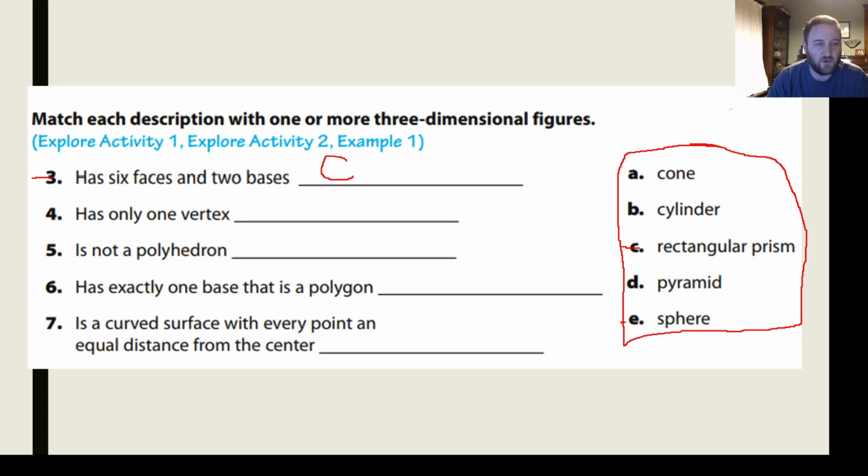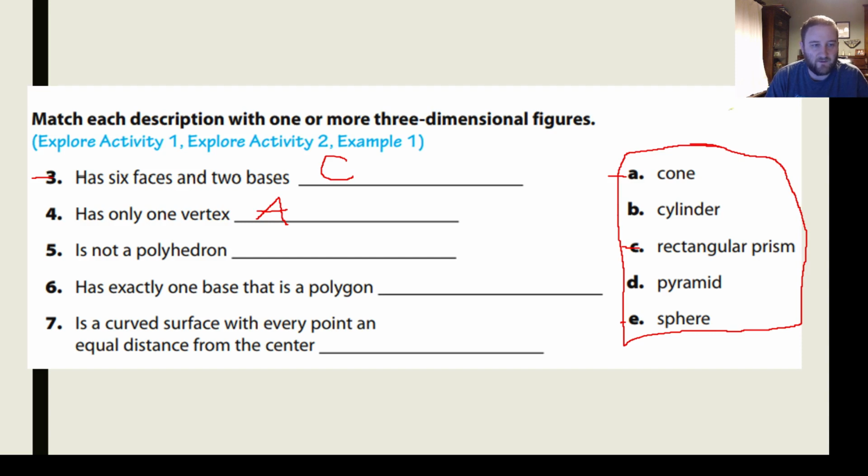Number 4 has only one vertex. So first let's look at a cone. Does a cone have only one vertex? Yes, it does. So we're going to go ahead and put A here. Does a cylinder have a vertex? No. Rectangular prism? No, rectangular prisms actually have a lot of vertices. A pyramid, you might think a pyramid, right, because it comes to a point at the top, but a pyramid also has vertices on the bottom, on the base as well. And then a sphere does not.